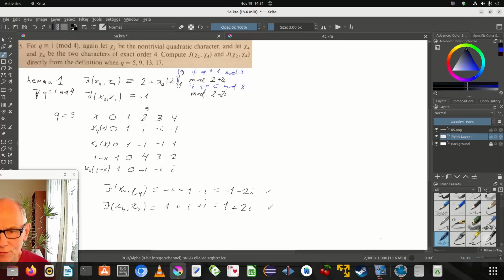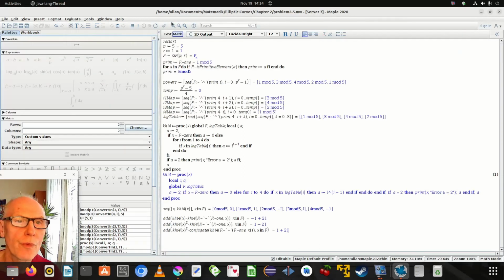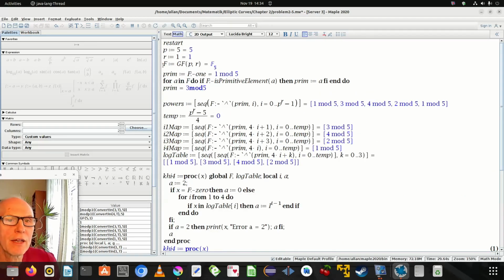And now let me check with the Maple program I made. We start by defining the Galois field, and then we must find a primitive element. The new version of Maple has a way of doing it, simply called primitive element of f. So it's very simple nowadays, but I have Maple 2020, so I need to compute it. So we just take the last one. Every time we have a primitive element, it's assigned to prim. So when the for loop is done, prim is the last, or the largest, primitive element.